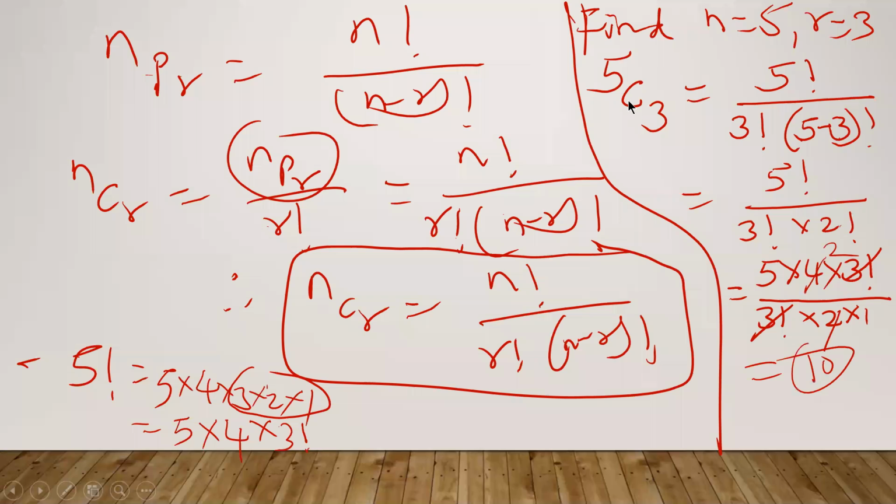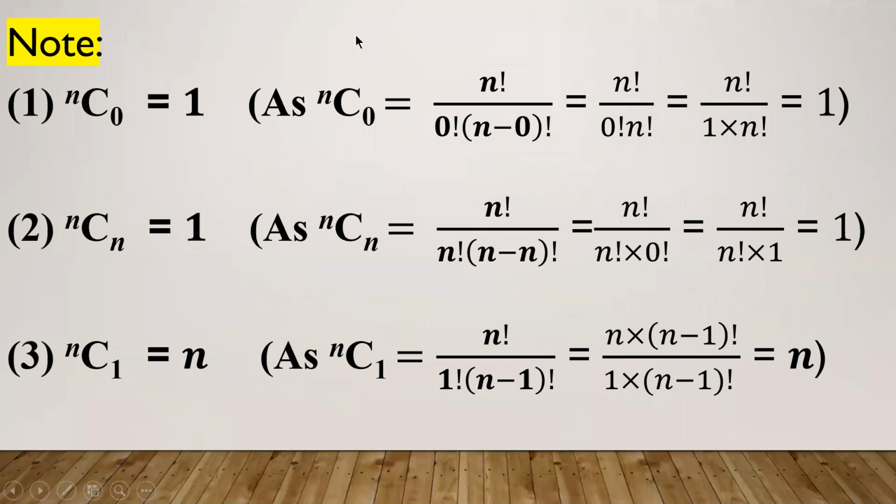So out of 5 people, if I have to select 3 people and form a group or committee, how many groups or committees I can make? 10. 10 groups I can make. So this is what is the meaning. Now here note.